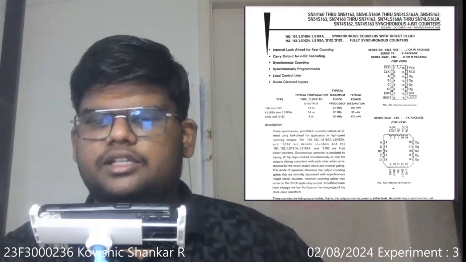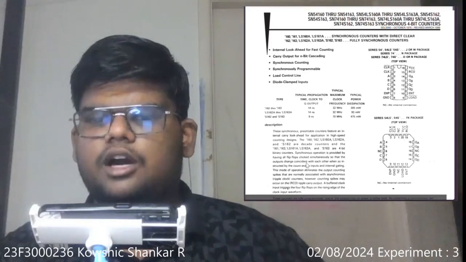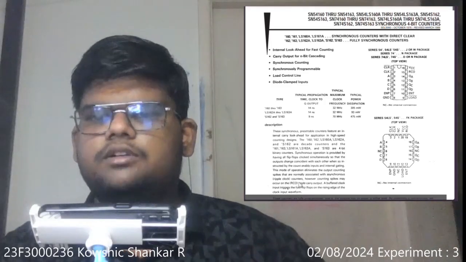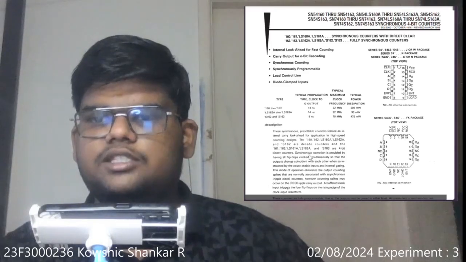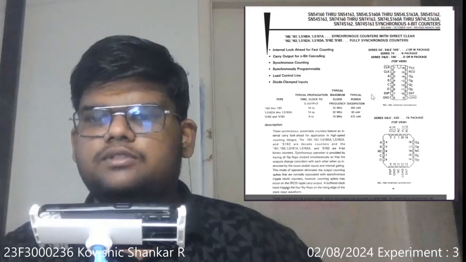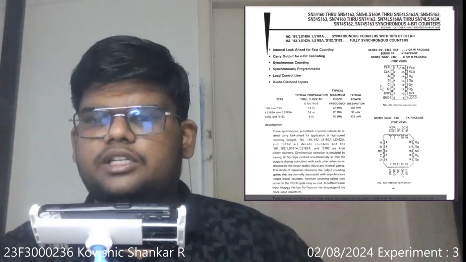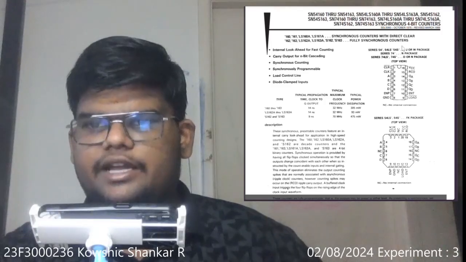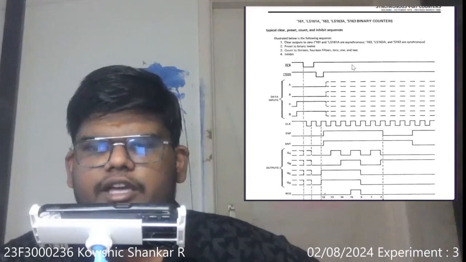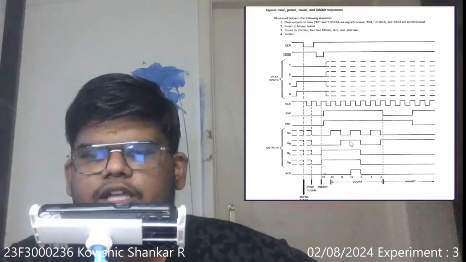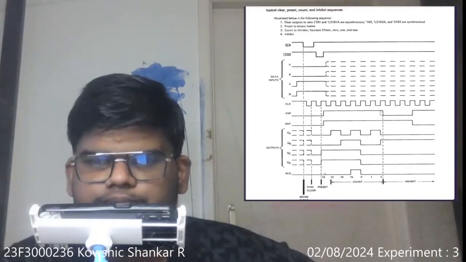By reading this paragraph, I got to know about RCO, which is ripple carry output. It is used for cascading more than one of these ICs to have a larger bit count. It is like a ripple carry adder. This page contains the signal diagrams for the IC, so take a look at this area.